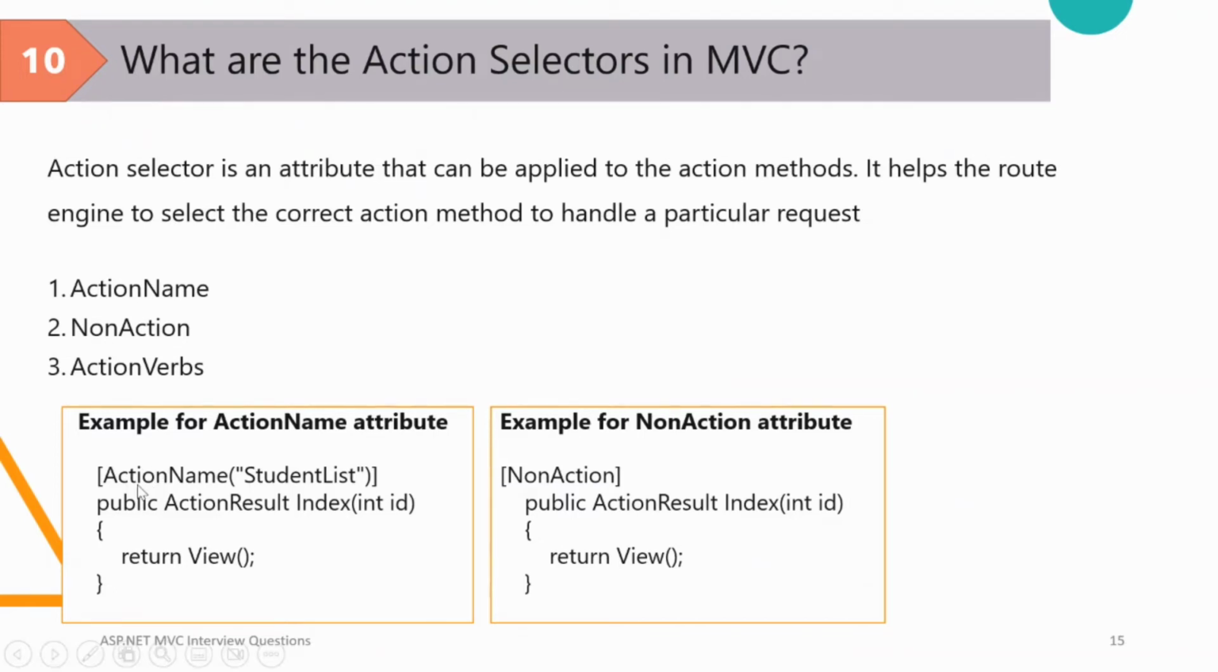An example for the ActionName attribute: you can specify the ActionName attribute above the action method, and inside the parenthesis you can change the action method name. So when you access this action method in the browser, you have to specify StudentList instead of Index. Next, the NonAction attribute is used to prevent a method from getting invoked as an action. When you add the NonAction attribute above the action method name, you cannot access that action method in the browser.